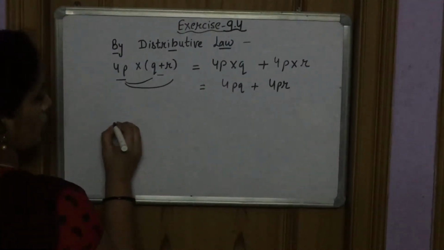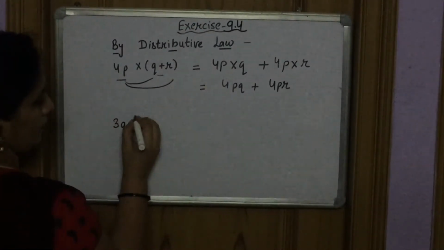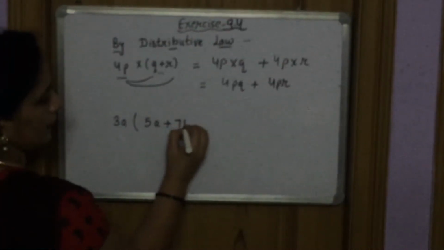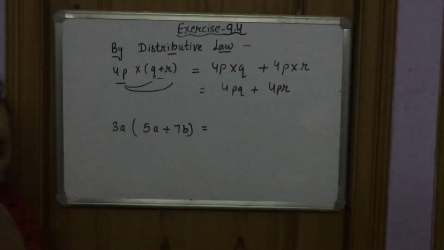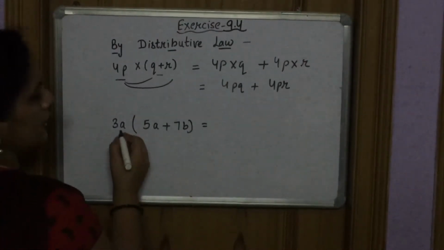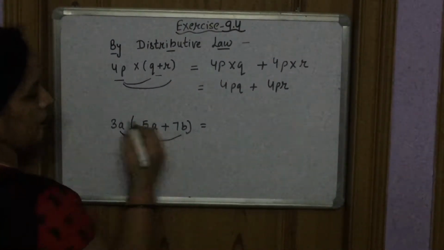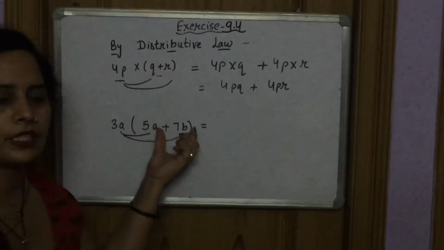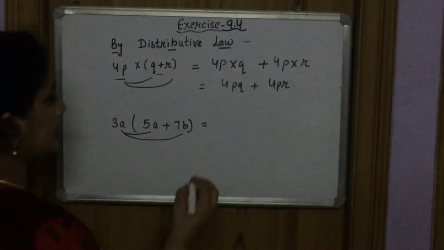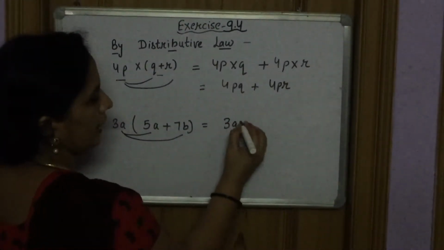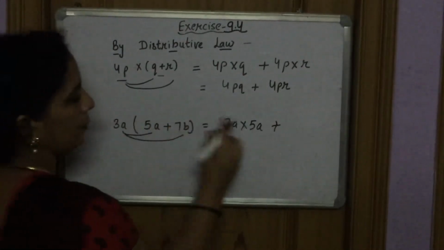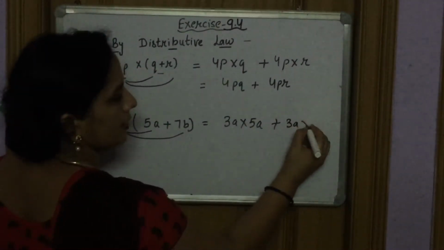Let's do some more questions. What will we do here? First of all, distribute the term. First of all, distribute the first monomial with both of the terms, that means the binomial. Then 3a multiply 5a plus 3a multiply 7b.